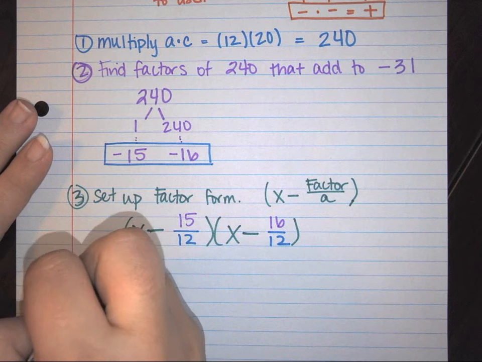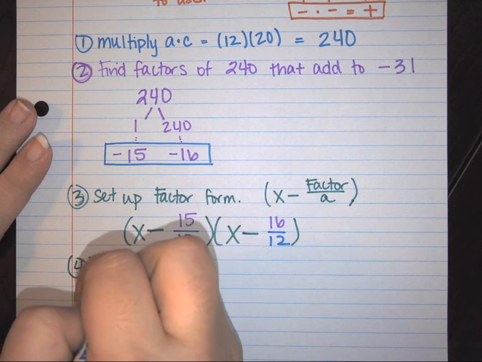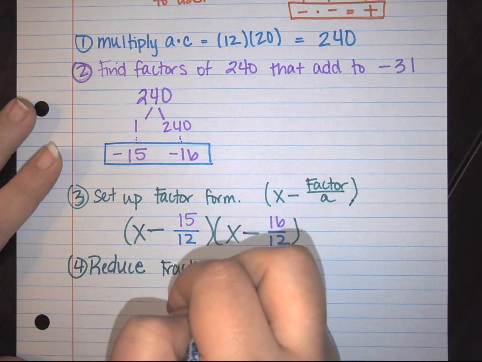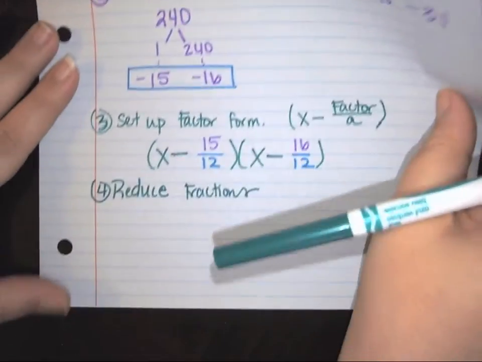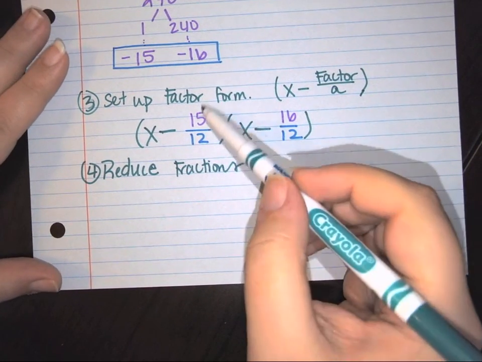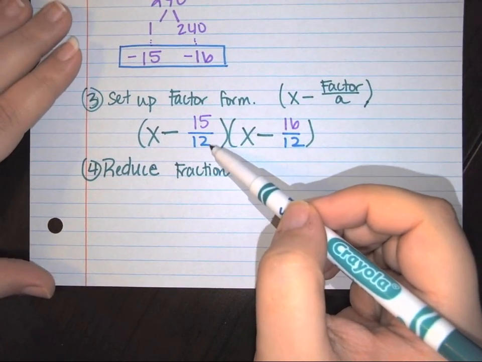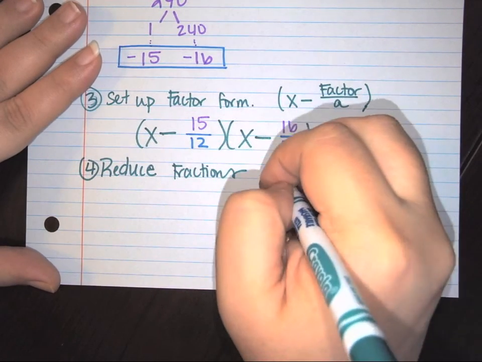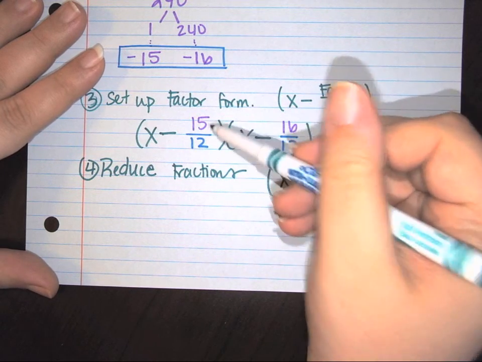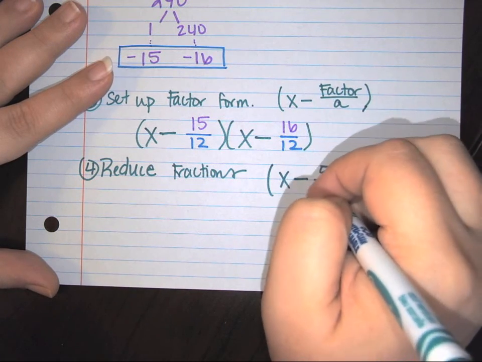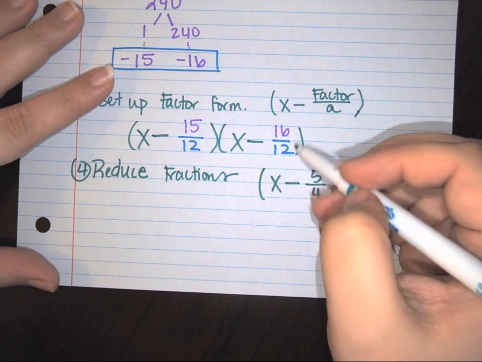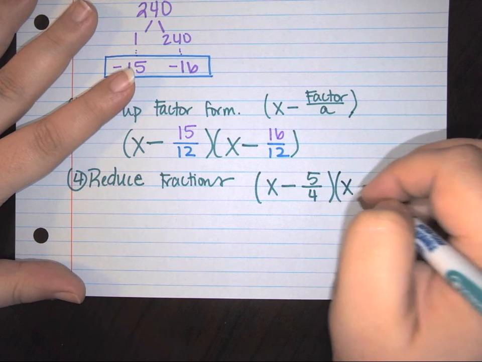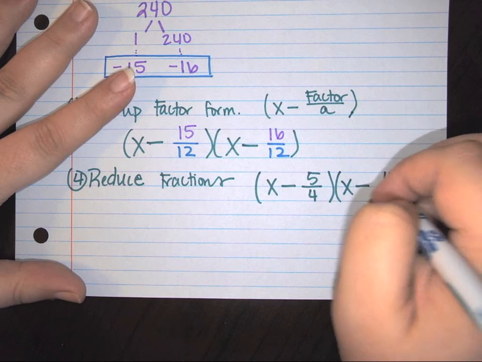The next thing you have to do is reduce. And we're going to reduce the fractions. So when we look at that, 15 over 12, what's in common there is a 3. So this is going to become x minus, if you divide 3 out of both, you get 5 over 4. And on the other one, what's common here is going to be a 4. So my second factor is going to be x minus 4 over 3.